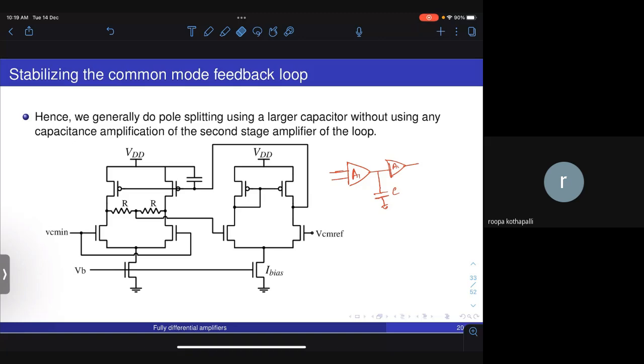So that is what is shown here. Basically, we are just putting a capacitor at the output of the common mode amplifier to shift its pole to a lower frequency so that the common mode feedback loop is stable. Any questions here? This is nothing new. What we discussed yesterday, two-stage op-amp compensation, is the same thing, only it's coming in the common mode picture and not in the picture for the differential input.